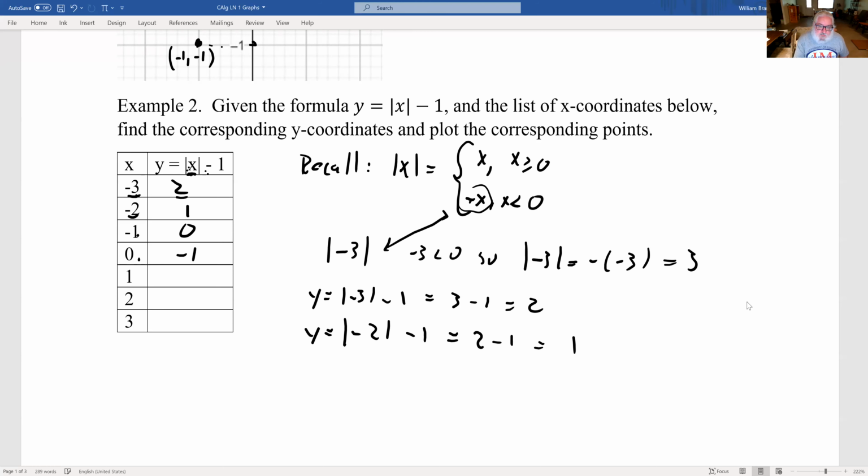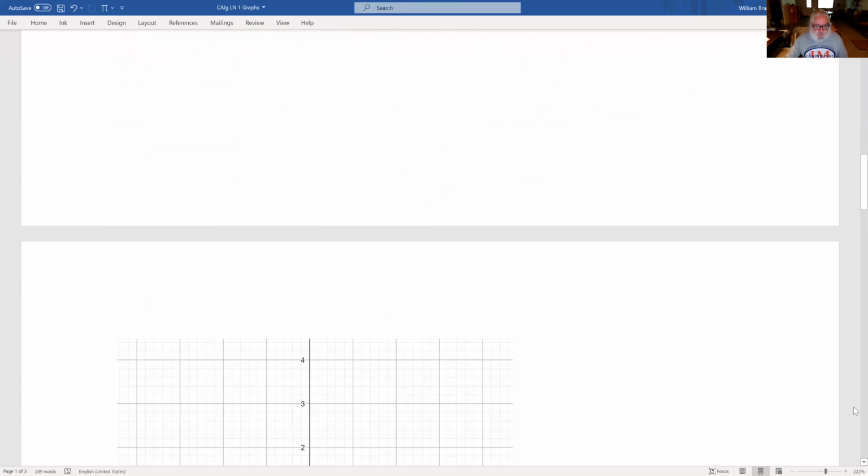Absolute value of 1, well, if we take a positive number, the absolute value of the number is just the number itself. So absolute value of 1 is just 1, 1 minus 1 is 0. Absolute value of 2 is 2, 2 minus 1 is 1. Absolute value of 3 is 3, 3 minus 1 gives me 2. And so there are our x and y coordinates. This is a bunch of points. So I'll scroll down a little bit.